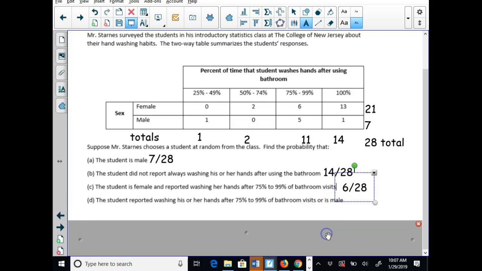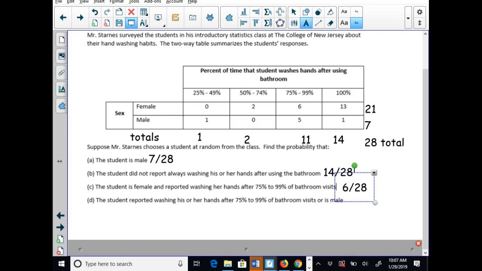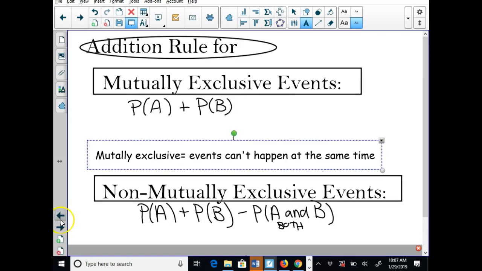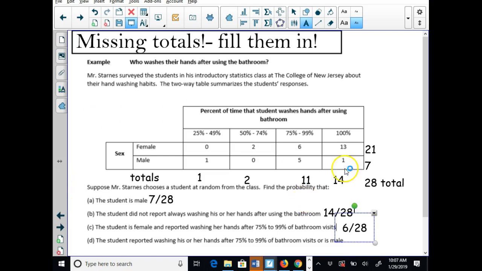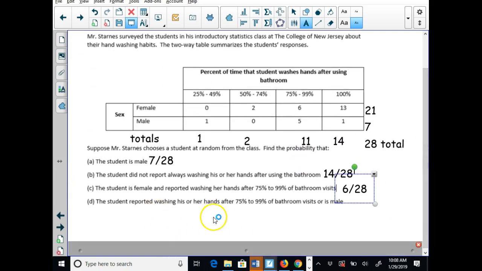Our next one, the student reported washing his or her hands after 75 to 99% of bathroom visits or is male, okay? So now we have to use these rules. Really, all you have to remember is this bottom rule. And then if it can't happen both at the same time, you just don't subtract anything. You get to use your notes either way, so that should help as well.